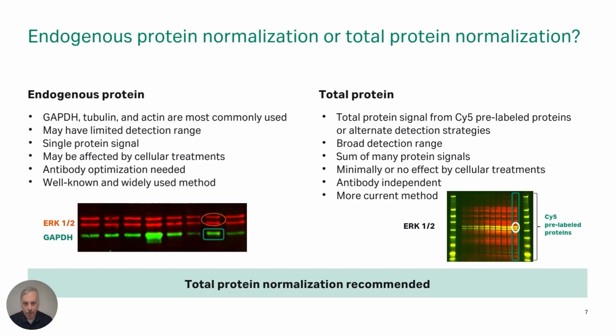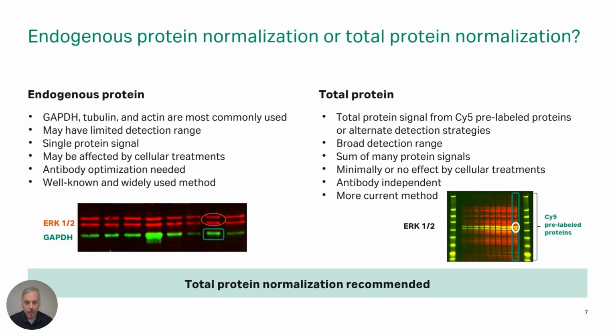Another approach you could take is to do a normalization against total protein. So we could have something like a Cy5 pre-labeled protein. There are different detection strategies to do the total protein. The advantage here is you get a very broad detection range. So you're seeing all of the proteins hopefully within the sample. You're going to sum up all of the protein signals within that lane to do the normalization.